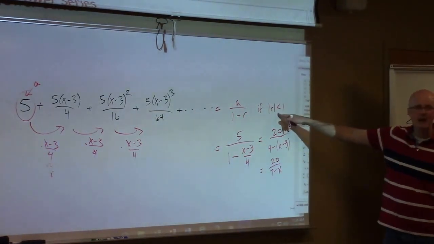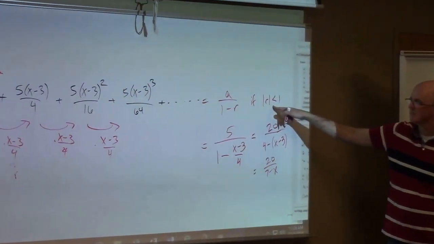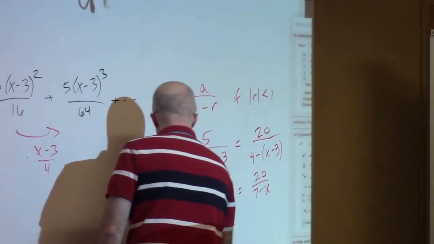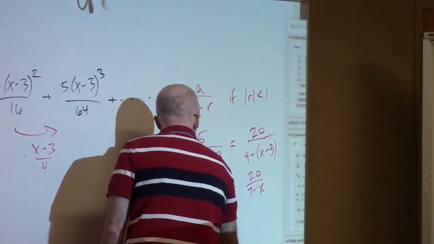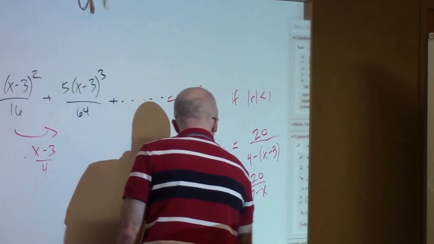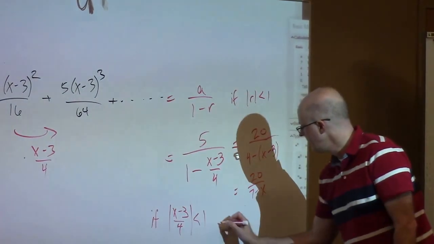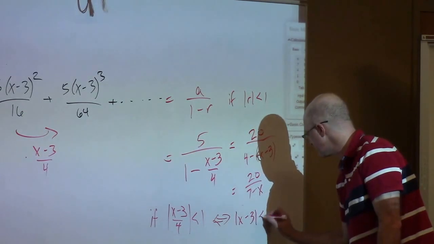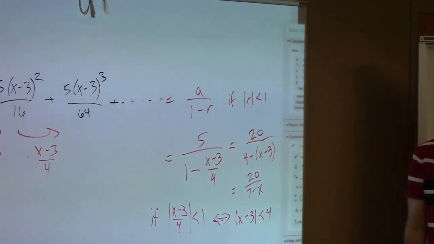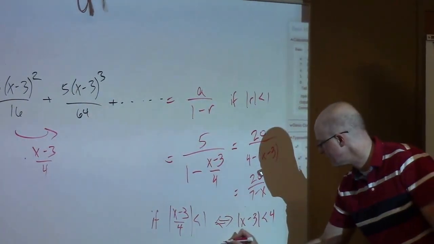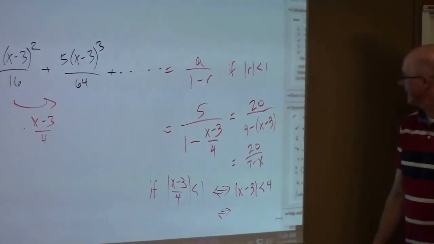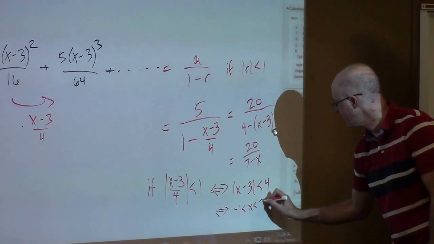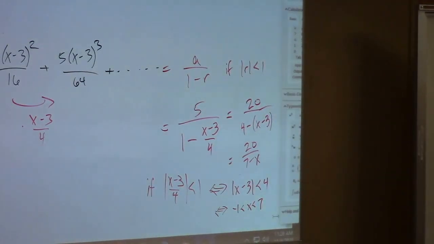This works as long as the absolute value of r is less than 1. r is (x minus 3) over 4. This is true then if the absolute value of (x minus 3) over 4 is less than 1. That's equivalent to saying the absolute value of x minus 3 is less than 4. It's also equivalent to saying x is between -1 and 7, because -1 and 7 are 4 units away from 3.